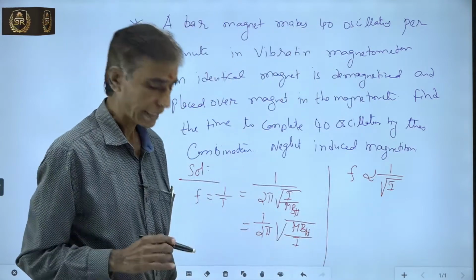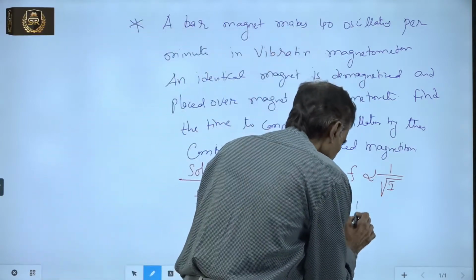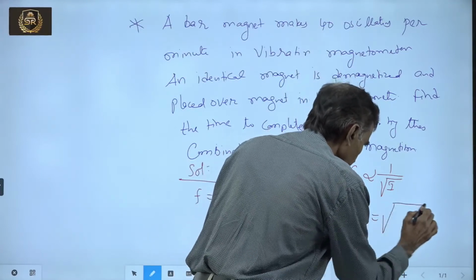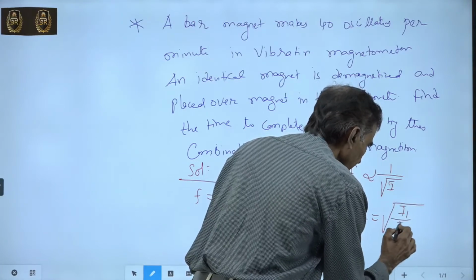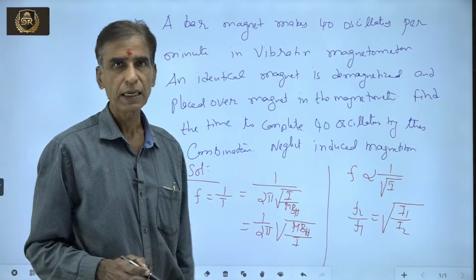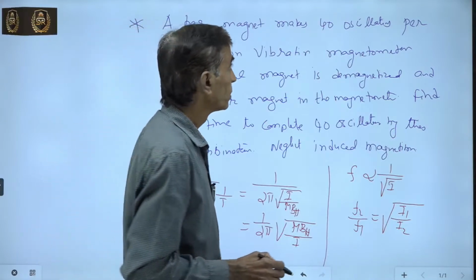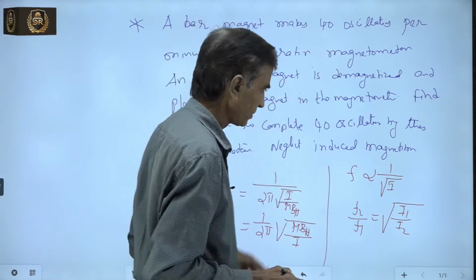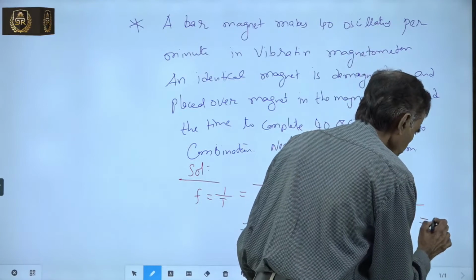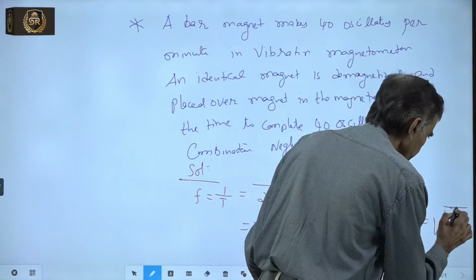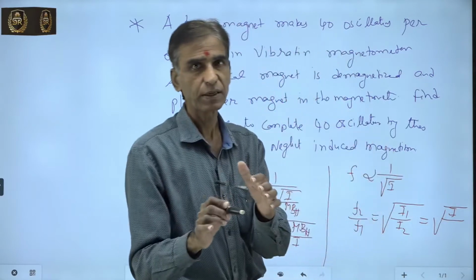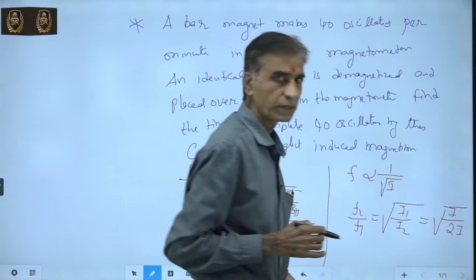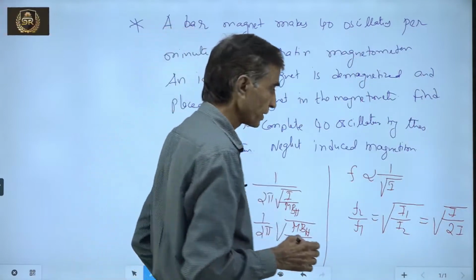Root I, right. So that means F2 by F1 is equal to square root of I1 by I2. For that, what is the time? It is per minute. Therefore, we can write square root of I over, for both magnets together, identical magnets, 2I. It will be 2I. So what will we get here?